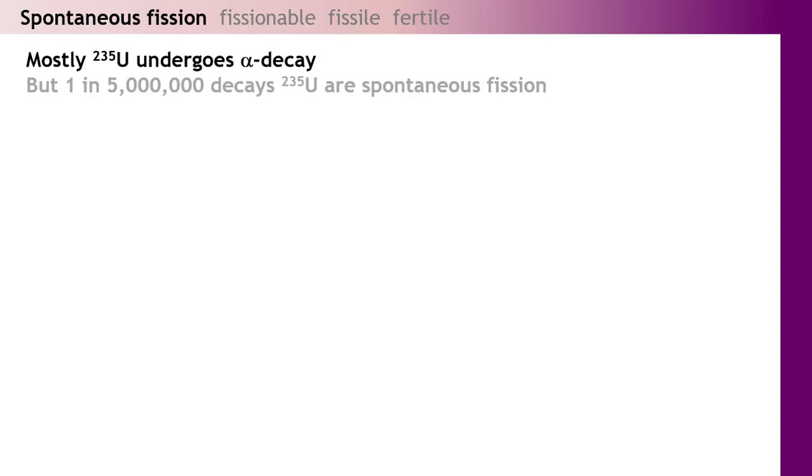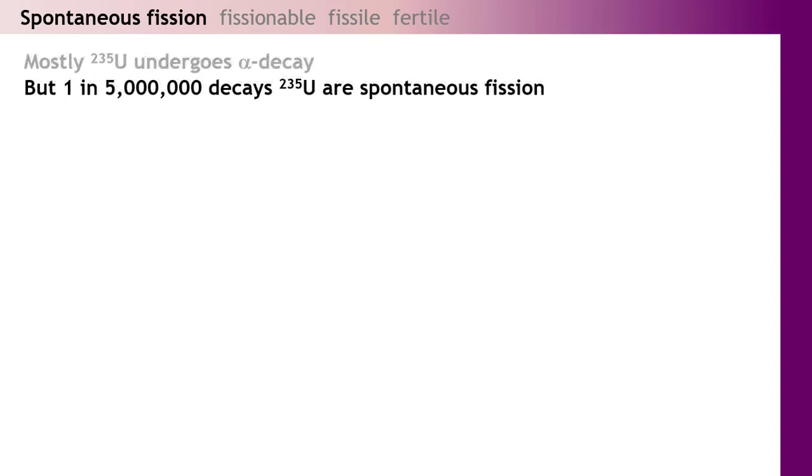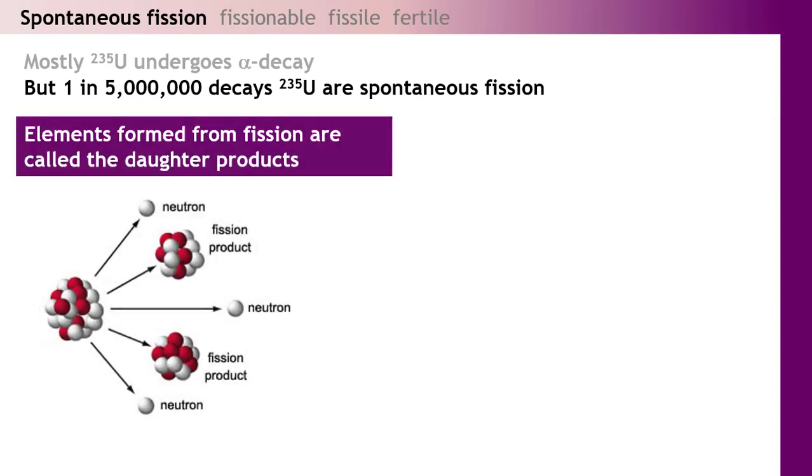The isotope of uranium most widely used in nuclear power production is uranium-235. Under normal conditions, uranium-235 decays by emitting an alpha particle and transmuting into thorium-231. But occasionally, that is not how uranium-235 decays. In fact, about once in every 5 million decays, the uranium-235 nucleus fragments into two new elements. These are called daughter nuclei.